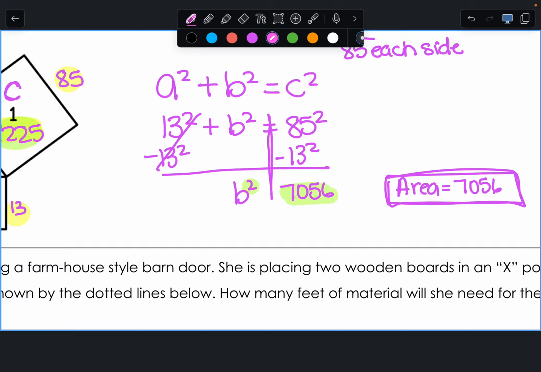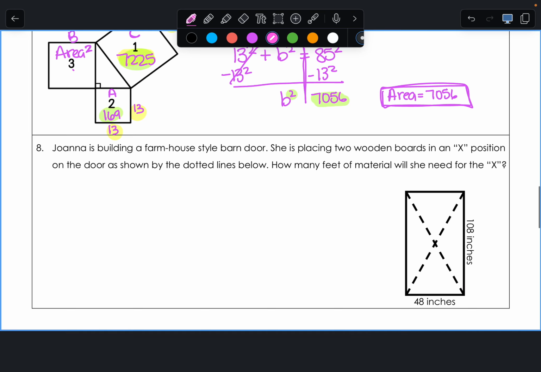Last one. Joanna is building a farmhouse style barn door. Now you have the picture there. She's placing 2 wooden boards in an X position on the door. How many feet of material will she need for the X? Well, the first thing we know is that one of the pieces of that X is a what? What type of line? Diagonal. So we need to find that first, and the diagonal will be side what? A, B, or C? C. Here's my corner. So this is side C, okay?